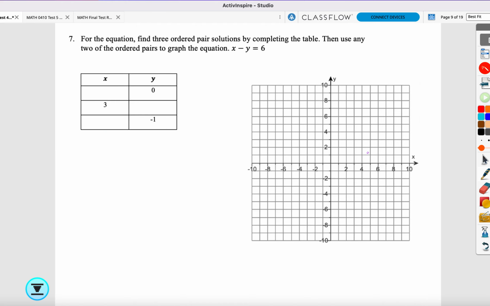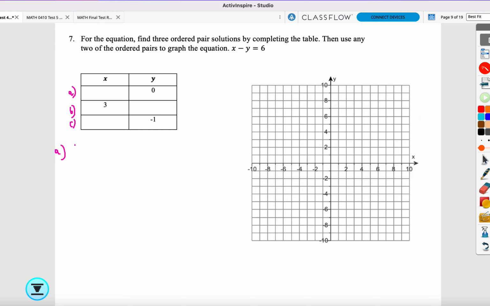All right. For the equation, we're going to find 3 ordered pairs by completing the table. Then we're going to use any 2 of the ordered pairs to graph the equation, guys. Graph the equation. Okay. Bear with me. So we're going to go ahead and make a table, right? So it's the same thing as we've done before, but now we're going to graph the line at the end. So let's go ahead and look at this one. So this is going to be A, B, and C.